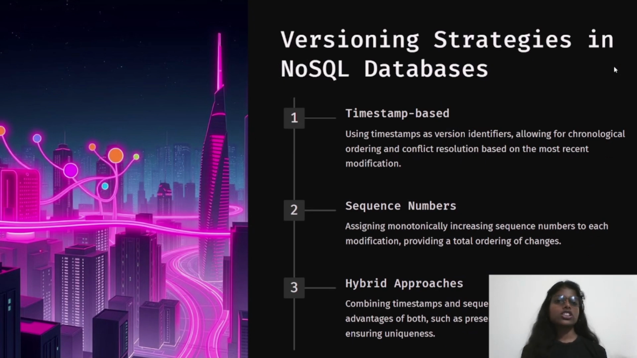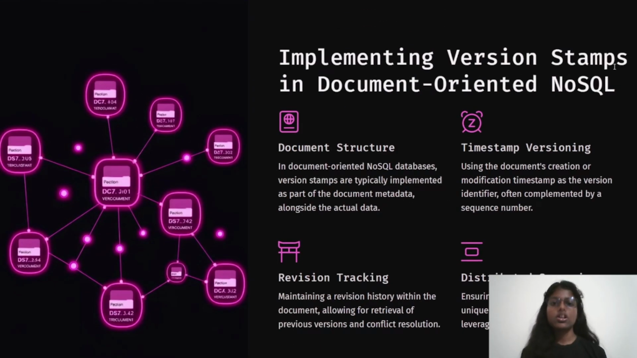So, versioning strategies in NoSQL databases are timestamp based, sequence numbers, and hybrid approaches. Timestamp based: using timestamps as version identifiers, allowing for chronological ordering and conflict resolution based on the most recent modifications. Sequence numbers: assigning monotonically increasing sequence numbers to each modification, providing a total ordering of changes. Hybrid approaches: combining timestamps and sequence numbers to benefit from the advantages of both, such as preserving chronological order and ensuring uniqueness.